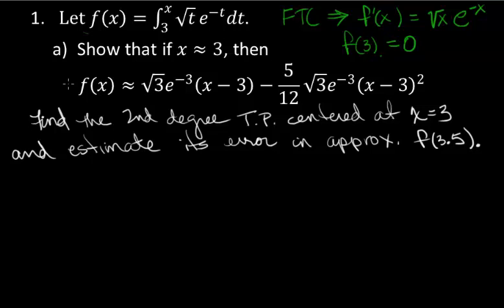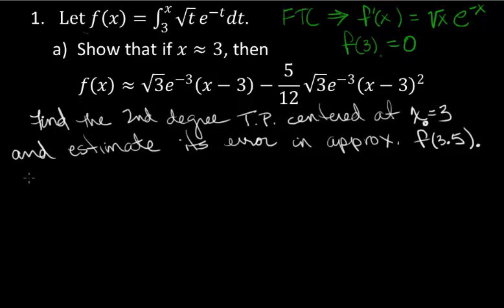The way that I wrote the problem in the problem set you see here, another way I could ask this question on the final is to just say, find the second degree Taylor polynomial centered at x naught equals 3 and estimate its error in approximating f of 3.5. So to find the second degree Taylor polynomial, I just said show that f of x is approximately equal to that. So you needed to show that this was the second degree Taylor polynomial.